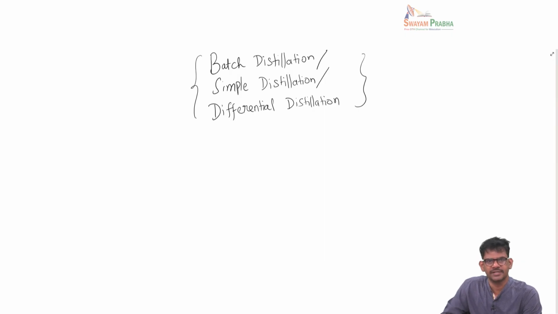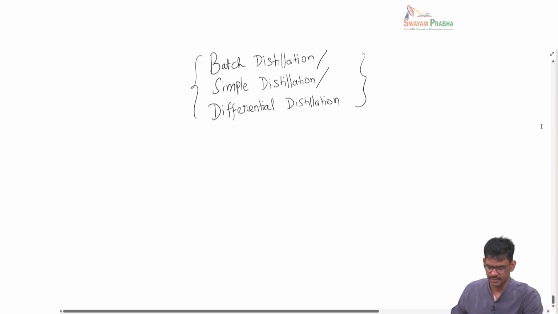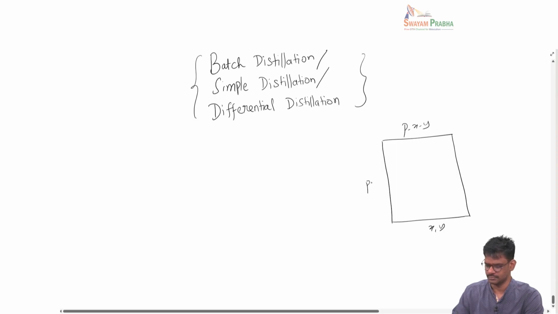Before we look at what batch distillation means, let's recollect what flash distillation was all about. In flash distillation, if we have to show it on a PXY diagram, so this is a PXY diagram. This corresponds to vapor pressure A, this corresponds to vapor pressure B, this is the bubble point curve, and this is the dew curve.